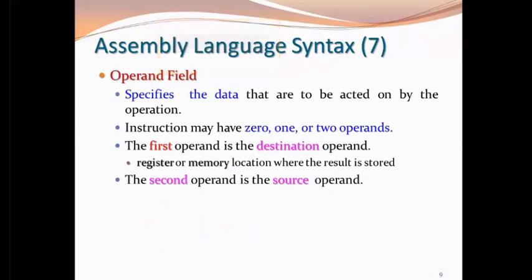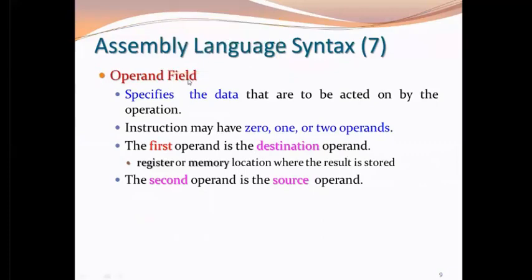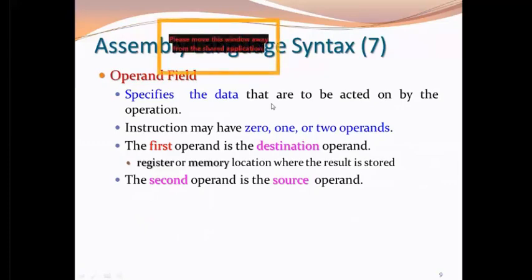So for the operand field, look at here, what we can do for the operand field. You know the operand, right? Basically, if you have the operation, how will the operation be executed unless you have the data? So you are storing the data in the operand, and that is used by the operation. Look at here, the operand field specifies the data. Each and every operand field specifies the data that are to be acted on by the operation.